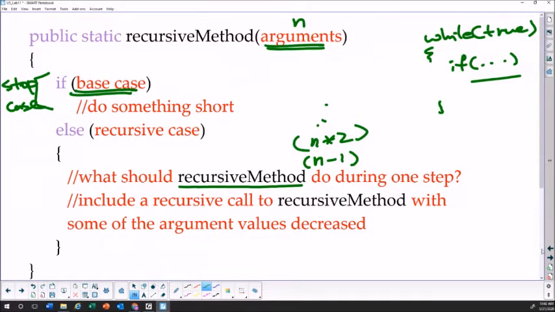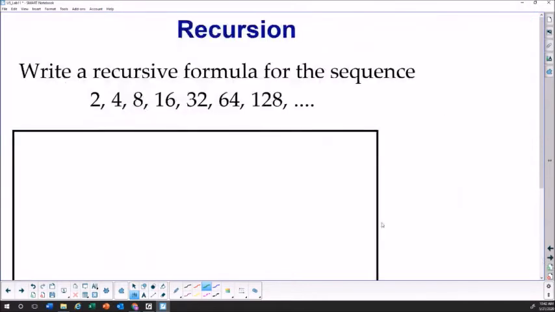So let's think about a geometric sequence here. Let's approach it with the method. This is a geometric sequence. How many of you know geometric sequence? Can you raise your hand? Only one person? Two. Okay, thank you.